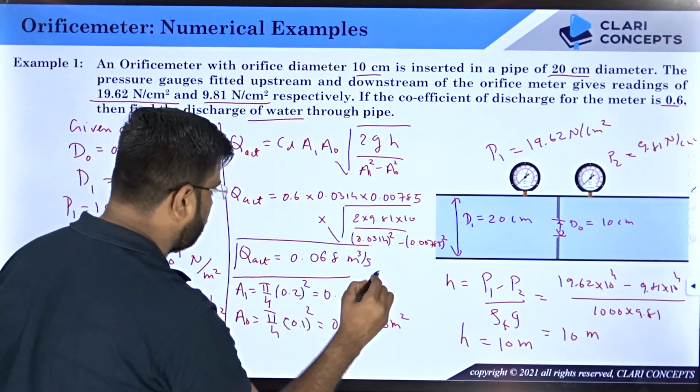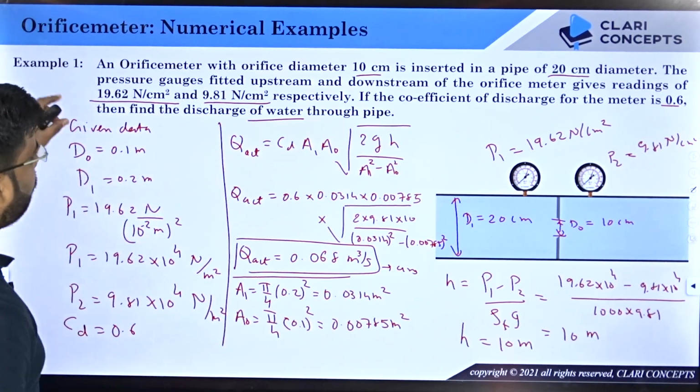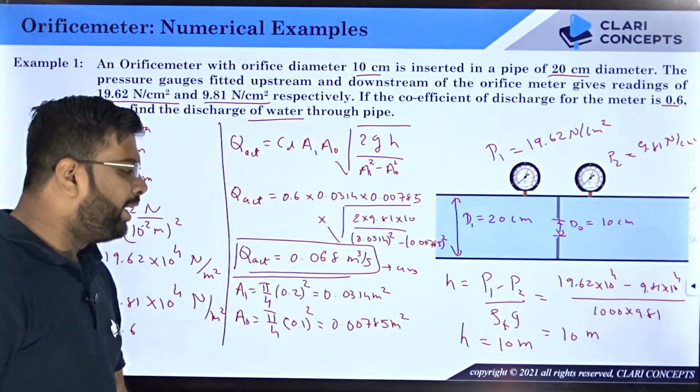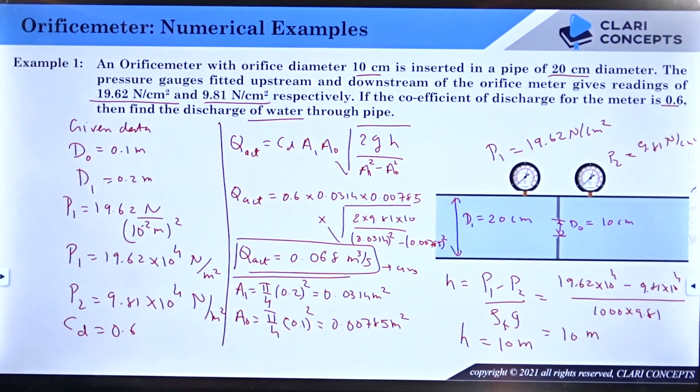This is the final answer that you were looking for. So what does it mean? It means that the water flow rate through the pipe as measured by the orifice meter is 0.068 meter cube per second. Let me check whether the answer is correct or not. 0.068. Perfect. The answer is right.